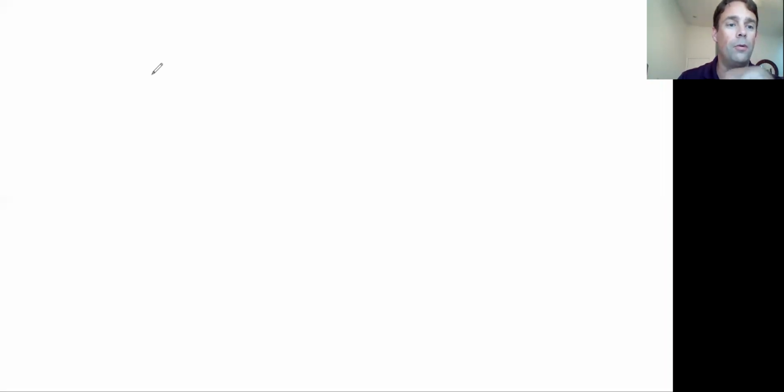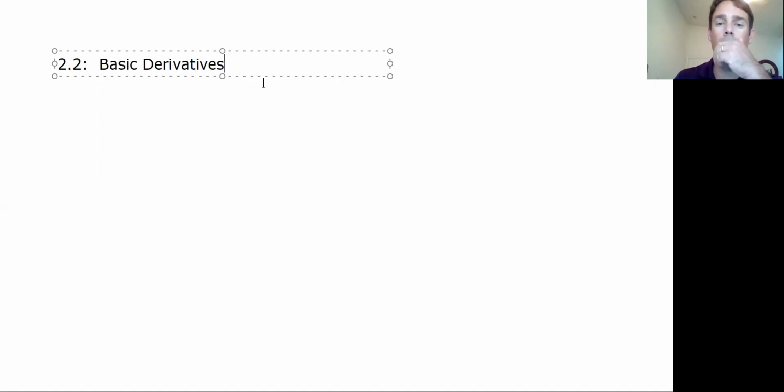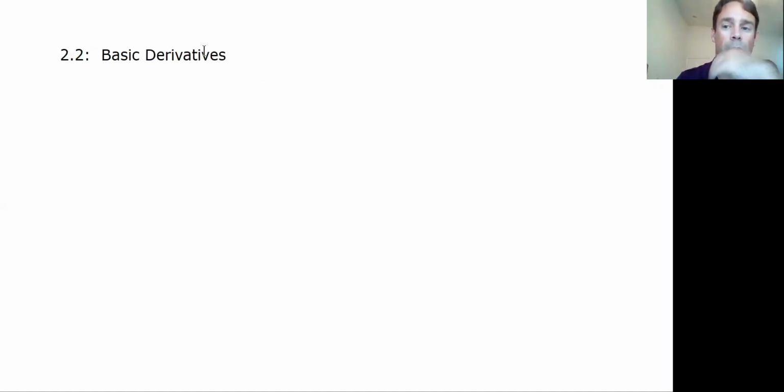So here we go. Last time we started off looking at the limit definition of a derivative. So we're going to look at some basic derivatives. We're going to start to transition from this idea of limits over to derivatives. So what does that look like?